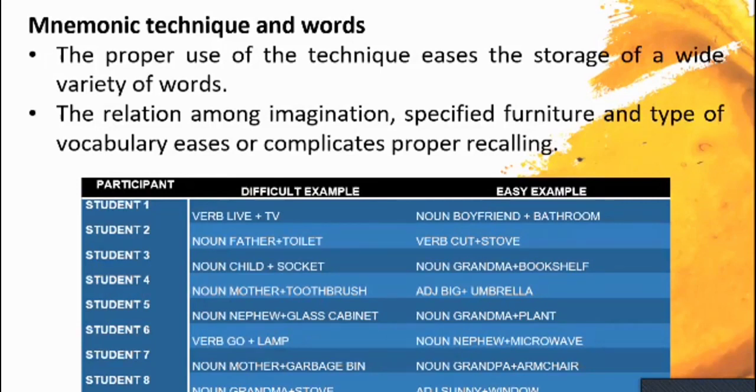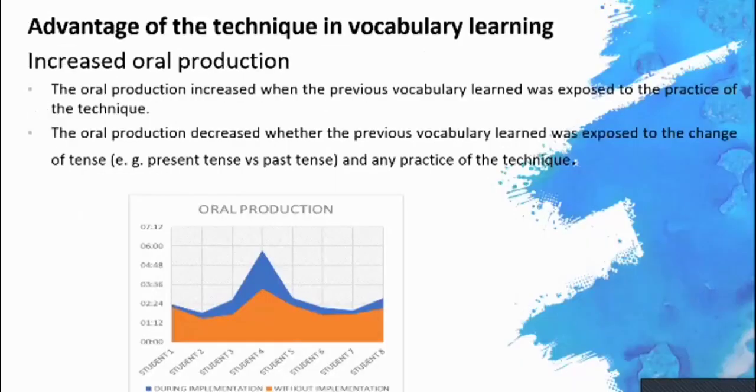For example, in some cases, students found it very difficult to remember the words they had connected. For example, the verb leave plus tea, or the noun father plus toilet. But on the other hand, when they created other connections that were fun but had more relation, for example, grandma and bookshelf, it was easy for them to recall the words later, and not only for the exam, but for future memory tests.